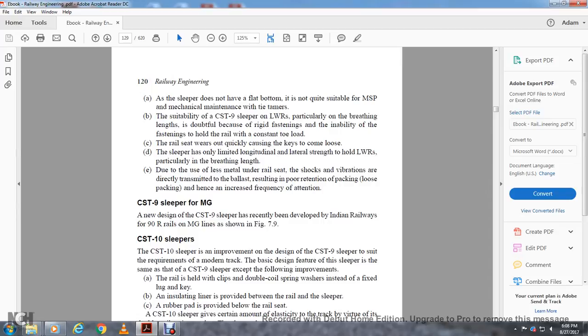The CTS sleeper and the meter gauge. A new design of the CTS sleeper has recently been developed in Indian Railways for 90R rails on the meter gauge line, shown in Figure 7.9.